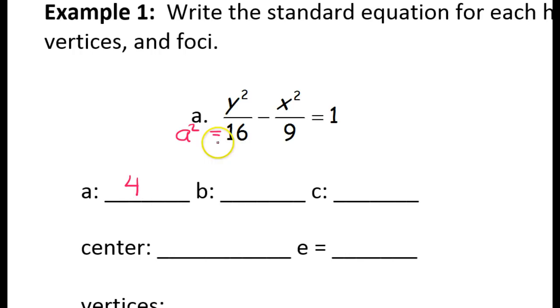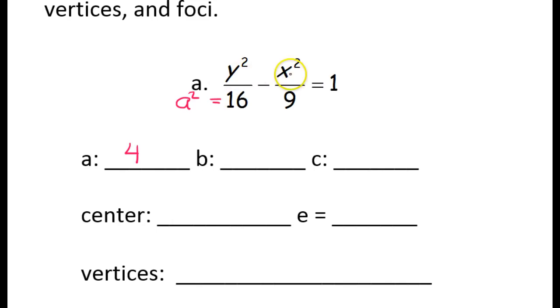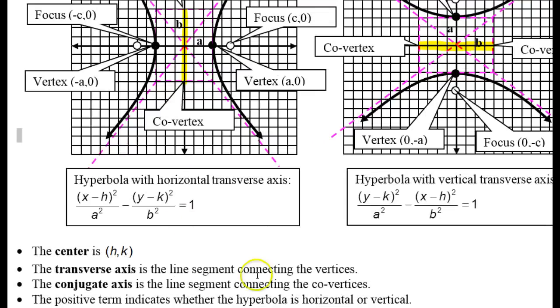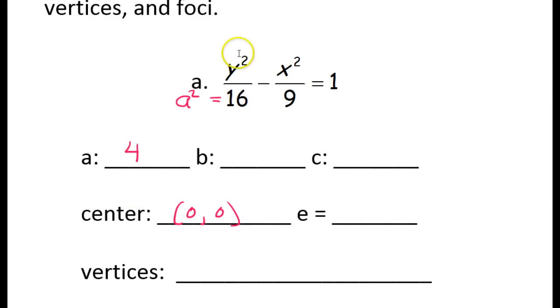Now, this will give me my vertices. So let's go ahead and deal with that right now. Also the center. Since we just have x squared and y squared, the center has to be 0, 0. Otherwise there'd be parentheses and something would be subtracted or added inside there. So if you ever just see x squared and y squared, you know that it's 0, 0. So this a value is always going to give us the vertices. Because the 16 is with the y term, when I do this plus and minus 4, I'm going to do it in the y direction.